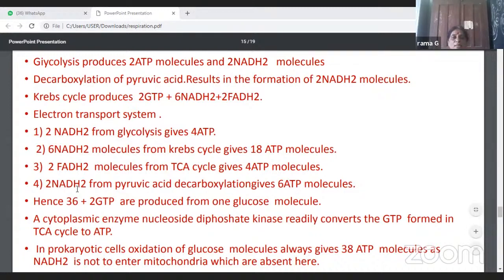Then 2 NADH2 molecules from decarboxylation, so here 6 ATP molecules, and through the TCA cycle 2 FADH2, 4 ATP, and 6 NADH2 in the Krebs cycle. So in this way, a total of 36 ATP molecules are produced during aerobic respiration.